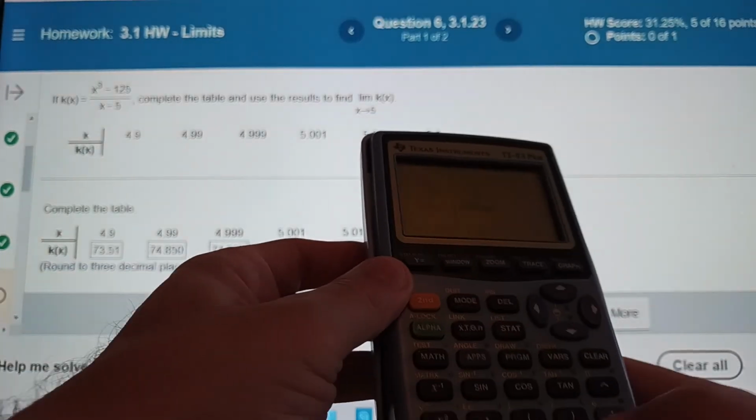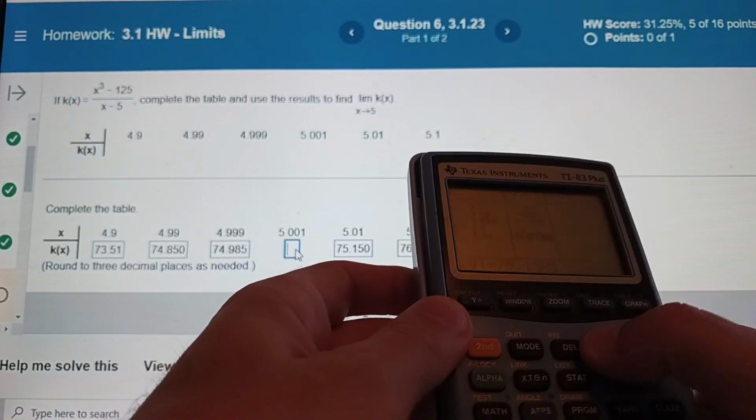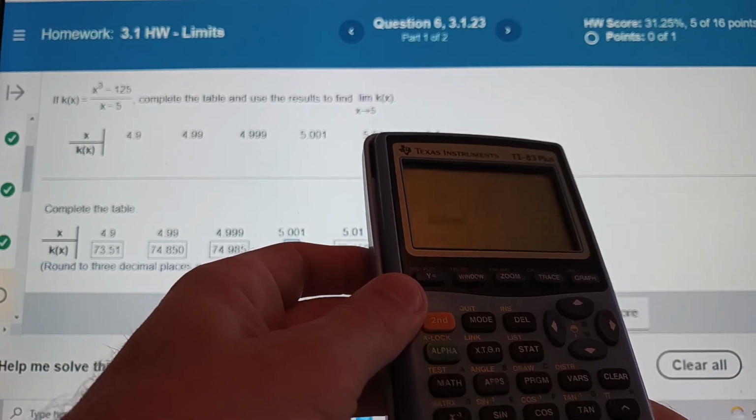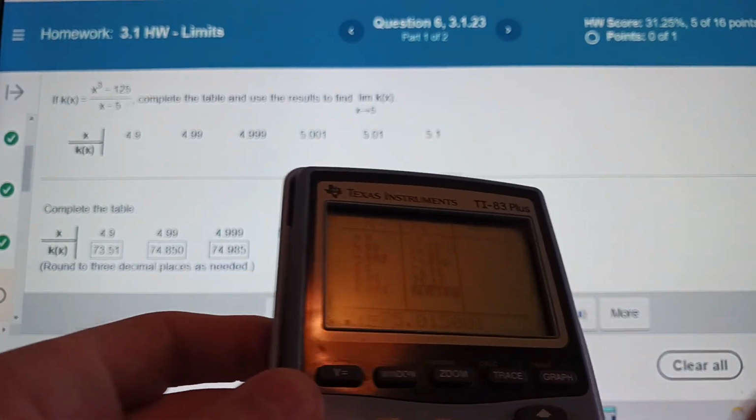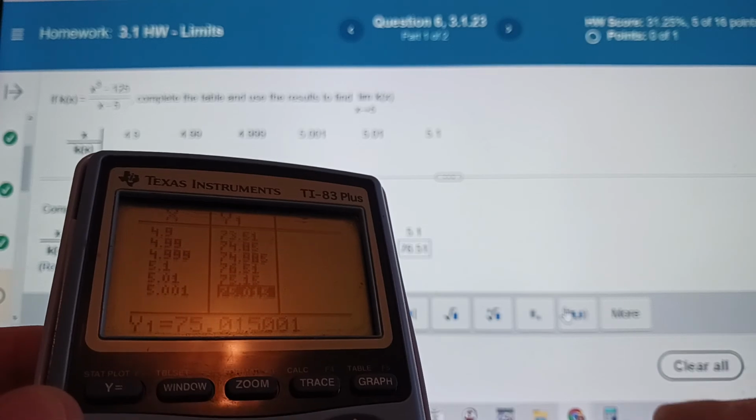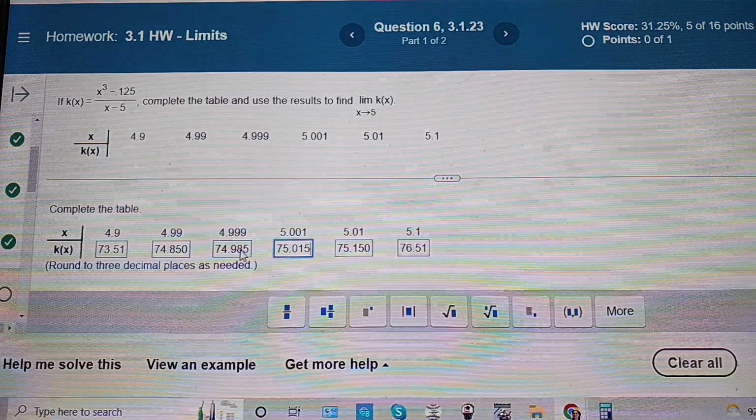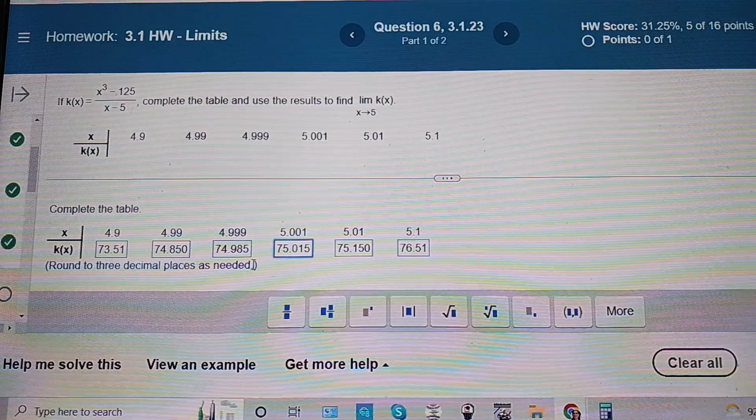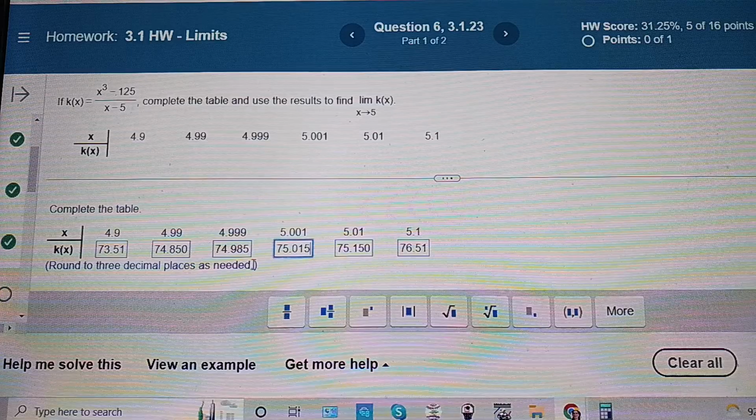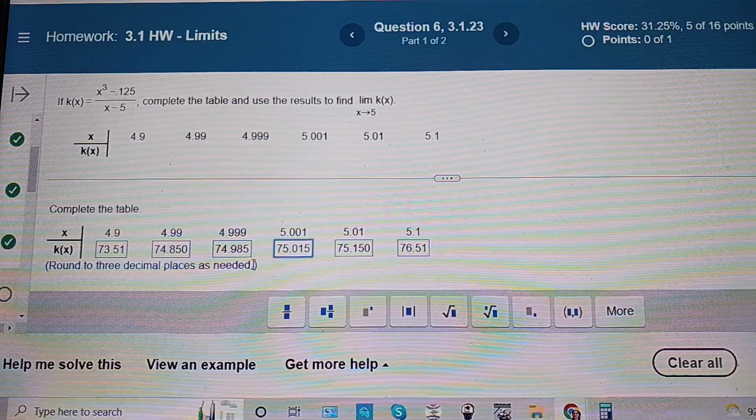And then I need to do 5.001. Whoops, I gotta go down and over. 5.001. That one is 75.015001. So see how the left-sided limit is a little less than 75. The right-sided limit is a little more than 75, but they're both extremely close to 75. In fact, if I put more 9s or more 0s in each one of these, then I can get as arbitrarily close to 75 as I want. So that's why it's okay if you're not exactly at 75.